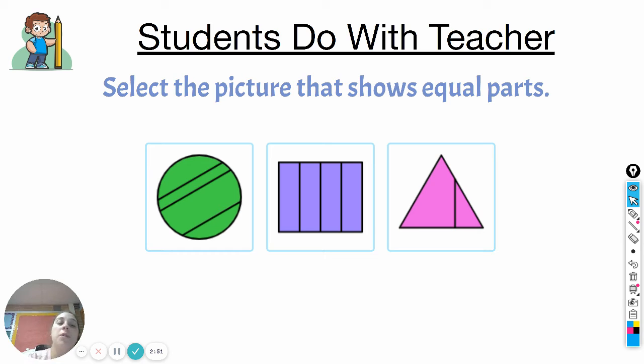Go ahead and hold up with your fingers which picture shows equal parts. Picture 1, picture 2, or picture 3.